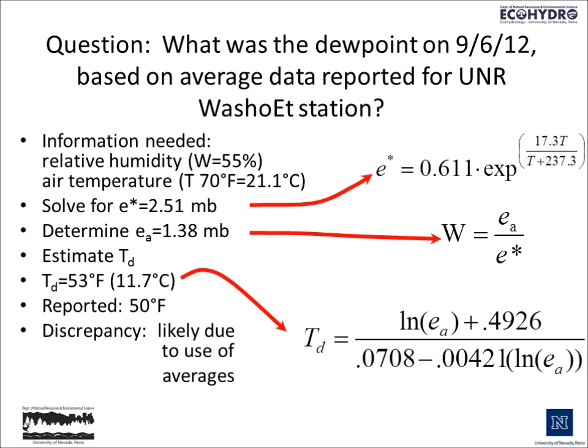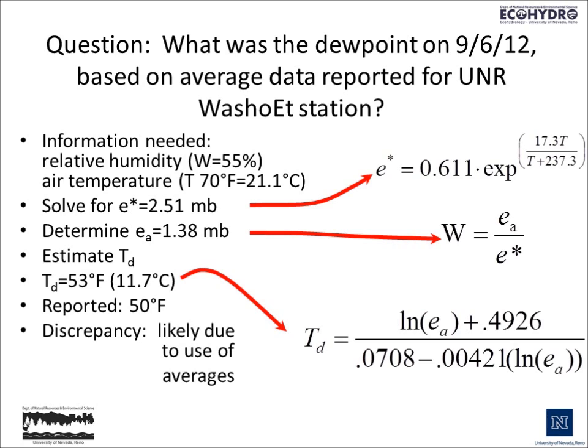E star is then equal to 0.611 times the exponential function of the quantity 17.3 times the temperature, which is 21.1 degrees centigrade, divided by temperature plus 237.3. We then solve for the actual vapor pressure by multiplying E star, which is 2.51, times the decimal representation of the relative humidity, which would be 0.55, and we calculate that as 1.38 millibars.